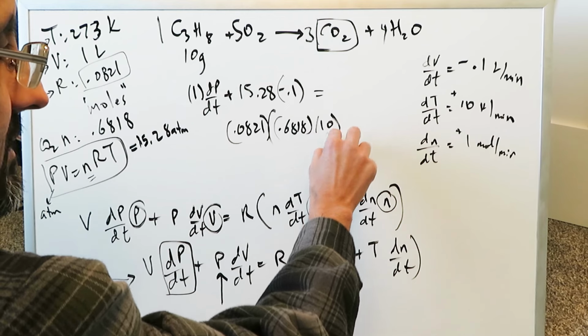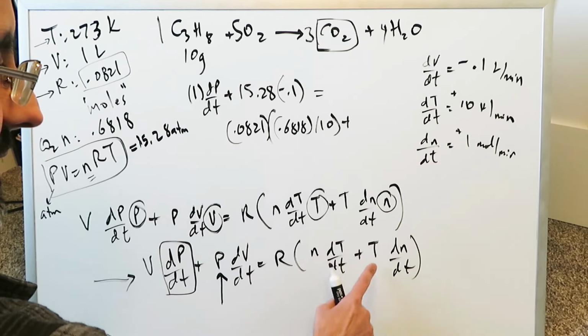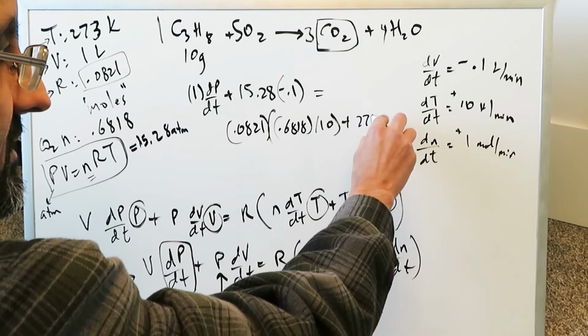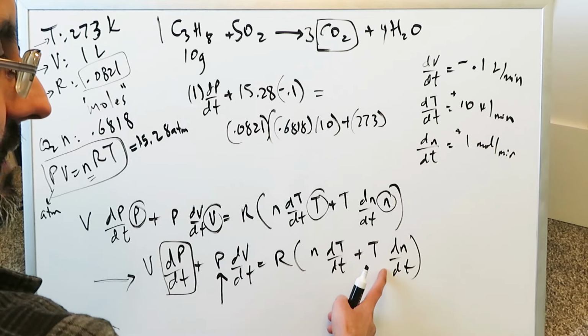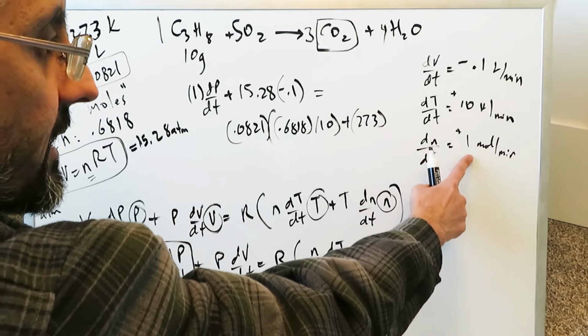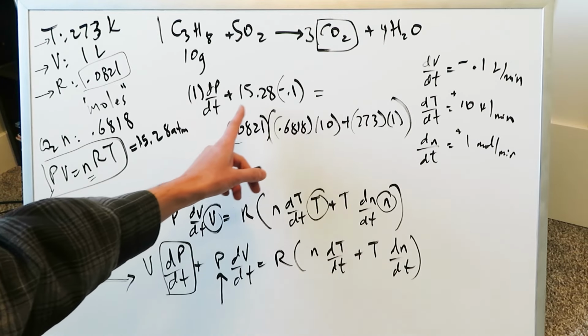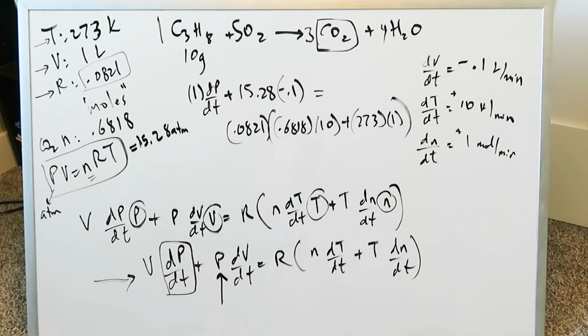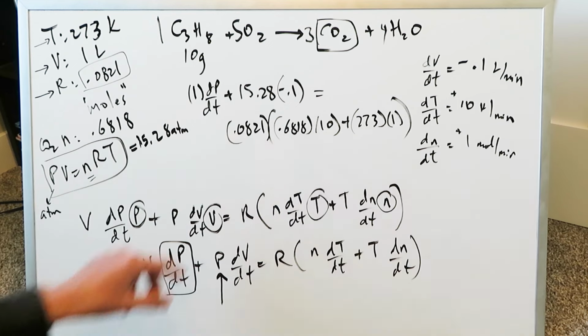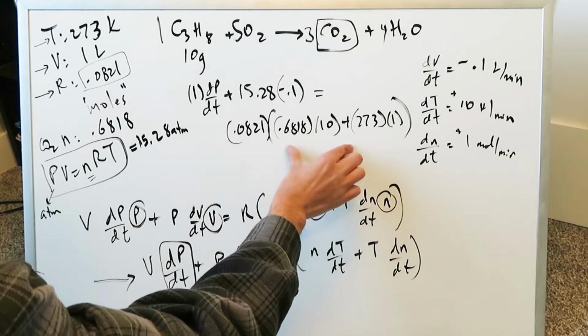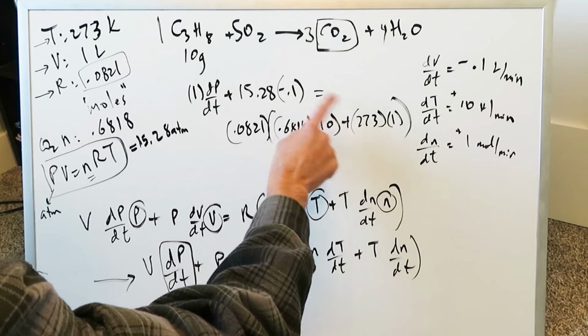Here we have a change in temperature of a positive 10 plus. What's my initial temperature? It's 273. What's my change in the moles over change in time? It's right here, 1 times 1. All I have here is nothing more than a simple algebraic equation for which I'm going to solve for this variable. I'm going to multiply these, add them up, and then I'll take this from that.